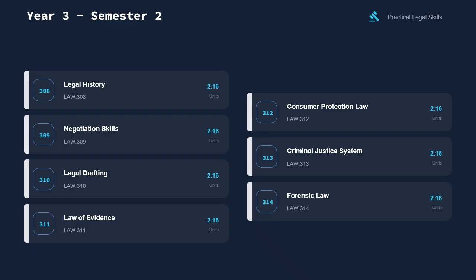Real-life example, a final project might involve a full trial simulation with evidentiary rulings. This mirrors litigation practice. Practical application, students should practice real-time evidence decision-making.